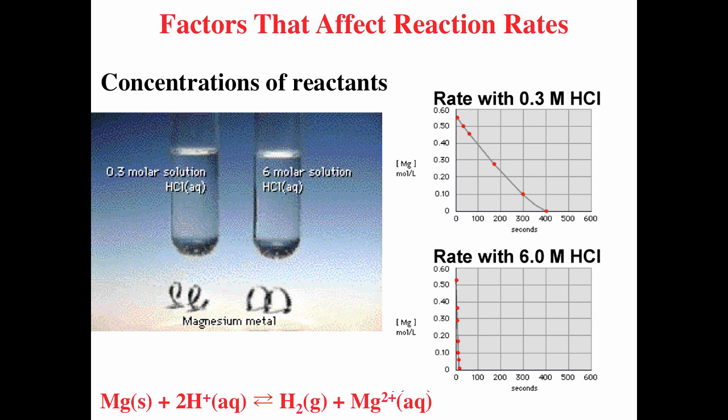Now in the 6 molar, it's going to be easier for the hydrogen ions and the magnesium to come together to react because of the higher concentration. So typically the higher the concentration, the faster the reaction.